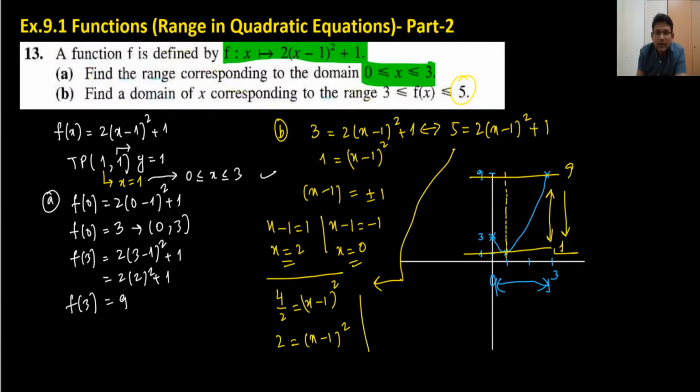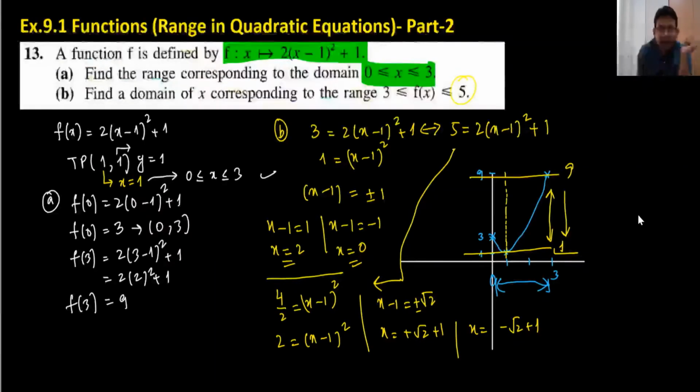When you write x minus 1 under root 2, that will become plus minus under root 2. You can give the answer in decimal. So one time x equals plus under root 2 plus 1, and one time x equals minus under root 2 plus 1. So now we have two values.